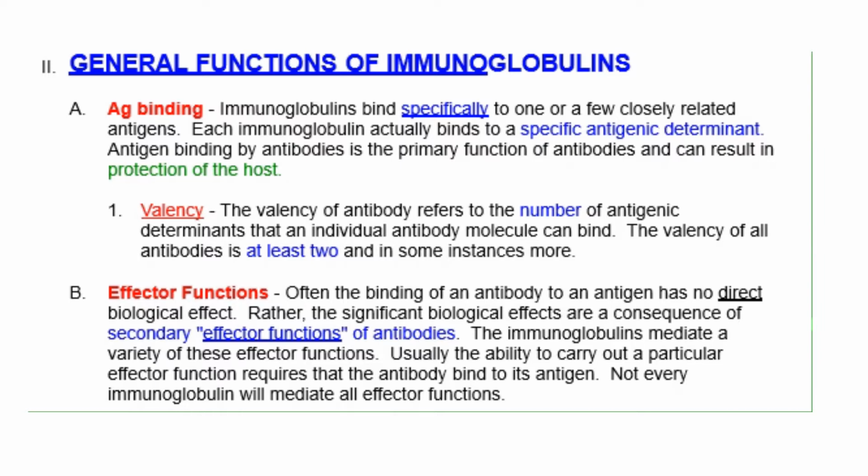Each immunoglobulin actually binds to a specific antigenic determinant. Antigen binding by antibodies is the primary function of antibodies and can result in a protection of the host. It requires a valency. So what is the valency? The valency of antibodies refers to the number of antigenic determinants that an individual antibody molecule can combine with. The valency of all antibodies is usually at least two, and in some instances, maybe more.